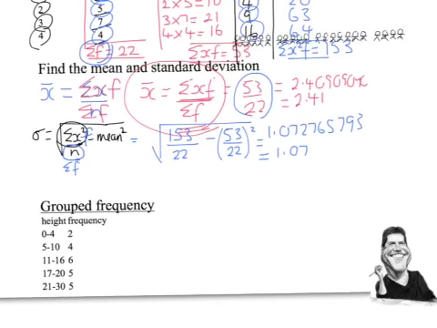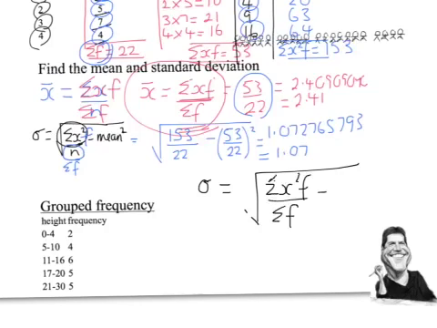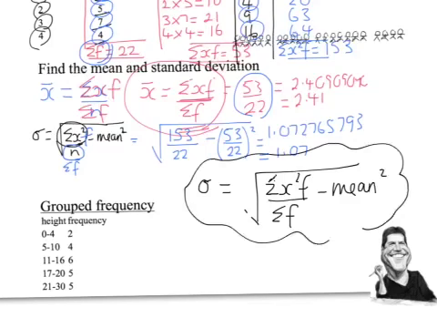I want you to write out the formula for the frequency table standard deviation. It's the sum of x squared f over the sum of f minus the mean squared. And again, gang, you're going to have to learn it, all right? The sum of x squared f over the sum of f minus the mean squared.